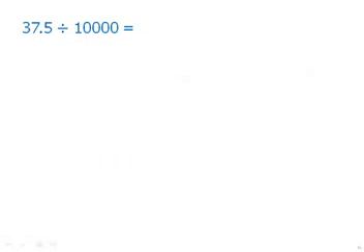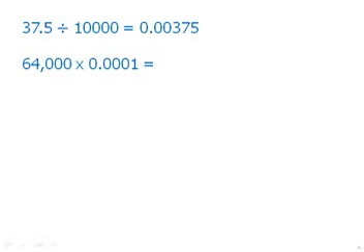37.5 divided by 10,000. Well, now I'm going to have to move the decimal point 4 places to the left, because there are 4 factors of 10 there. So the first 2 places, it winds up next to the 3, and then I have to move it 2 more places, which means I'll need 2 place holding zeros to the right of the decimal point. 0.00375.